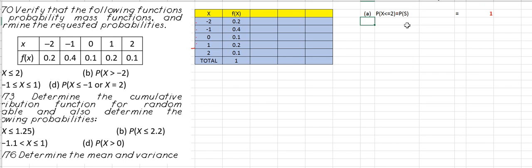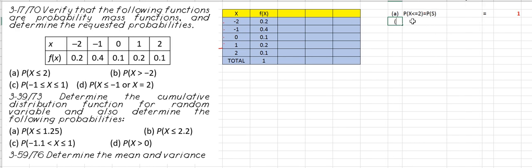Letter B. For letter B, we are looking for the probability that x is greater than -2. So what are those values greater than -2? So this is the same as, so everything except -2 is greater than -2. So this is 1 minus f of -2.